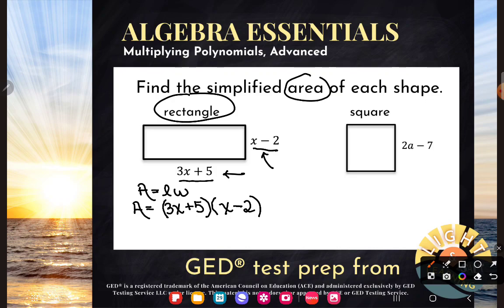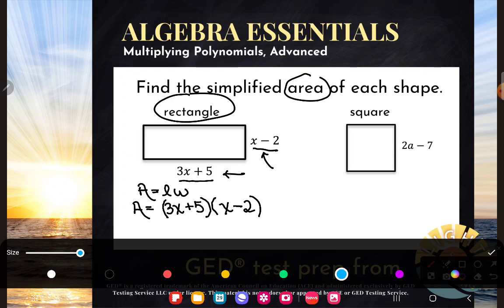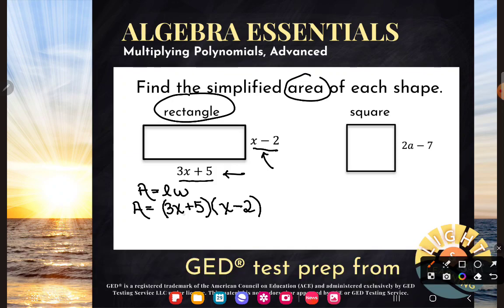I can't believe I said foiling. You guys caught me. I never like to call it foiling. I have a whole reason why, but I won't get into it. But we can multiply here by passing out each term in the first parentheses to each term in the second parentheses. So let's start by passing out 3x.